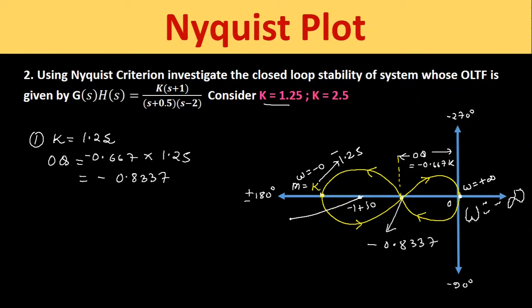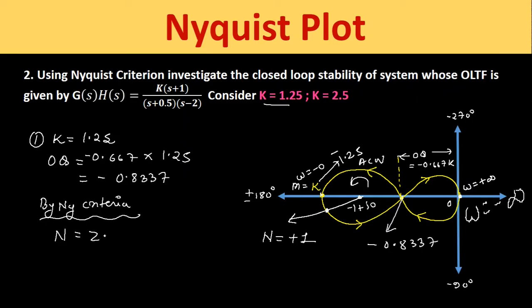For this we will make one line like this. Now we have to see the intersection point of this line with this Nyquist plot, and the path which is intersecting this line from the critical point is in which direction? It is in the anti-clockwise direction. That means we will take number of encirclements n is equal to plus 1 here for anti-clockwise direction, and by Nyquist criteria we know the formula of n, it is equal to z minus p.